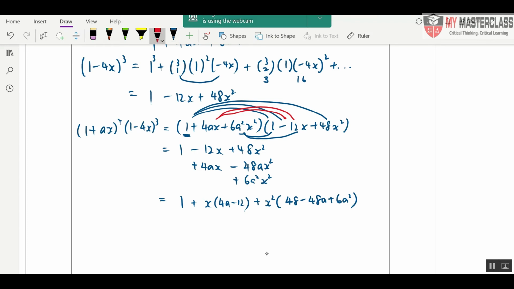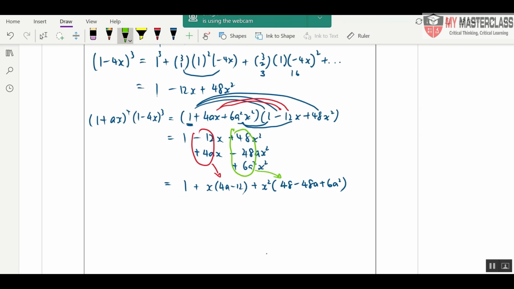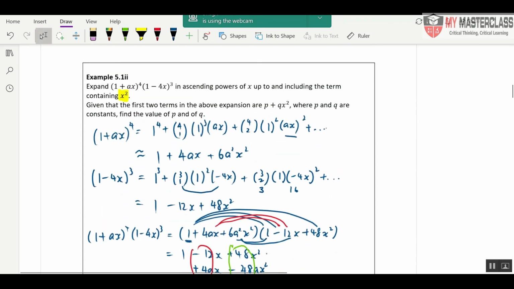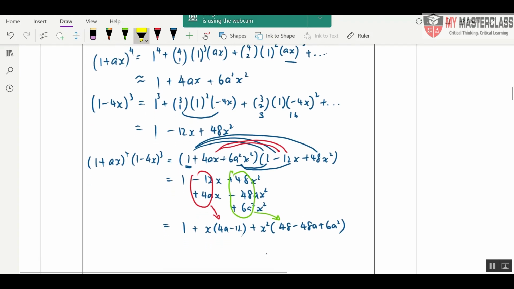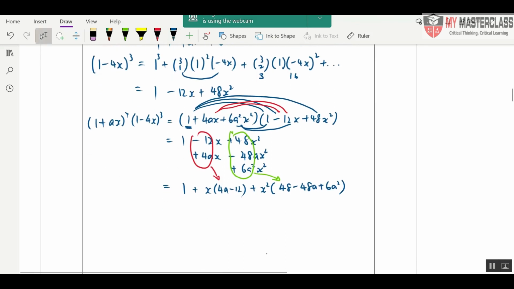Okay, where do you get them? They are here for this guy, and then they are here for this guy. Alright. Now, they also tell you that given that the first two terms in the expansion are p plus qx squared, which means that this guy, 1 plus 4a minus 12x plus 48 minus 48a plus 6a squared x squared, is equal to p plus qx squared.